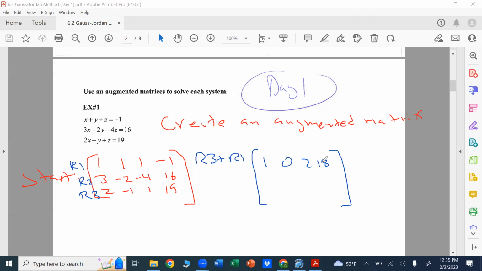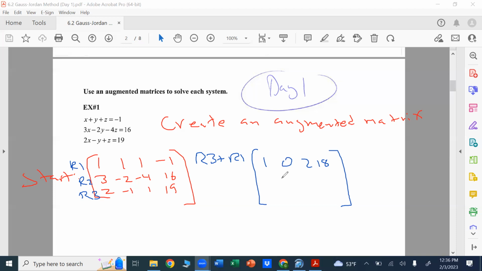Not yet. Just watch for now. And then I'm also going to do 4 R3 plus R2. Actually, I take it back. Let's hold off on that. Okay. We'll hold off on that for now.